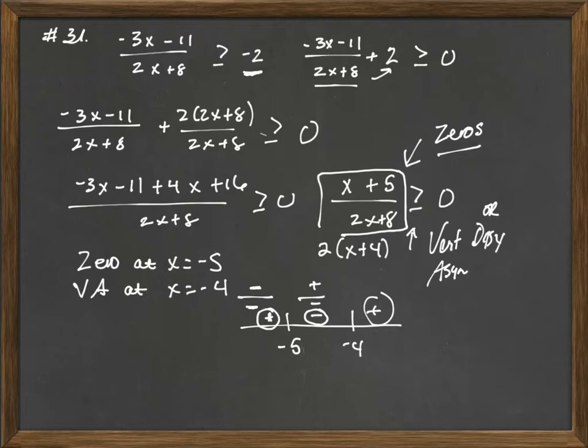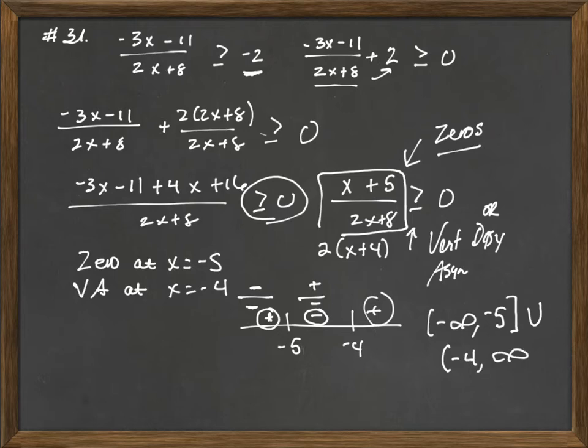So it asked where it was greater than or equal to 0. So it would be, okay, it's all the way from negative infinity, and negative 5 is a 0, so it exists. So you can use a hard bracket, and then it starts to get up again at negative 4, but it doesn't exist at negative 4 because that was a vertical asymptote. So you would say soft bracket negative 4 to infinity. So that's what you get for number 31.